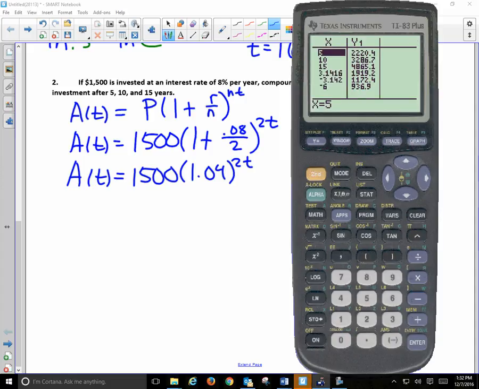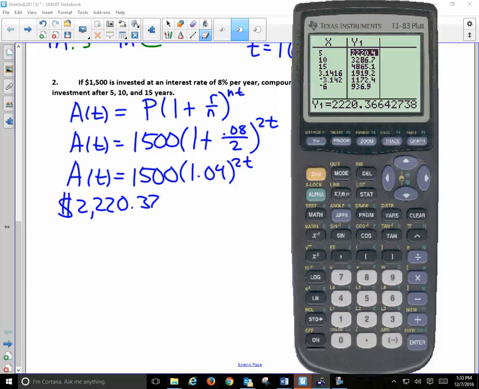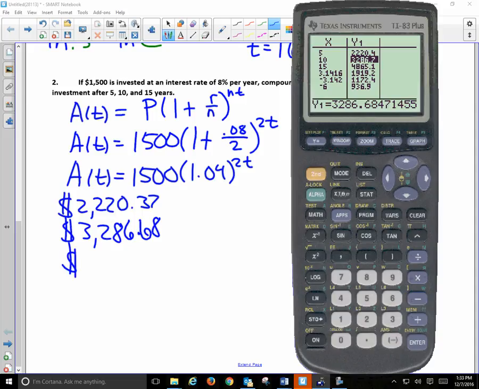I'm going to put it in my table, and as you can see, I already have 5, 10, and 15 typed in. If you want a more exact value, you can click over on the y value, and it will show you to the nearest cent. So I have $2,220.37, and I have $3,286.68, and I have $4,865.10.